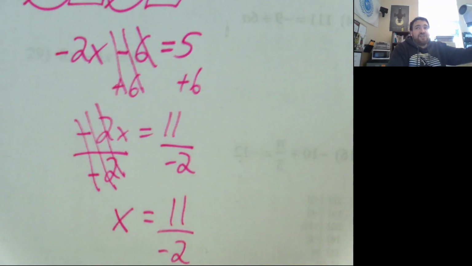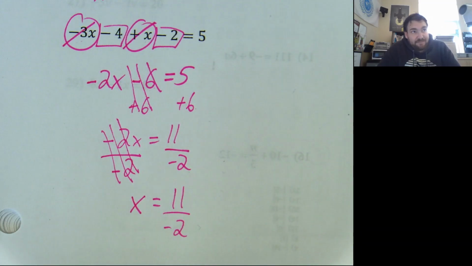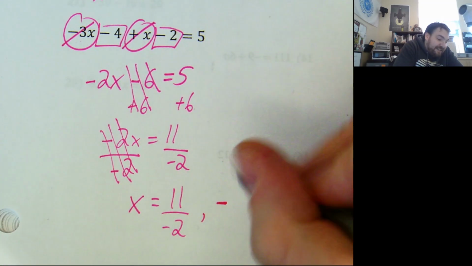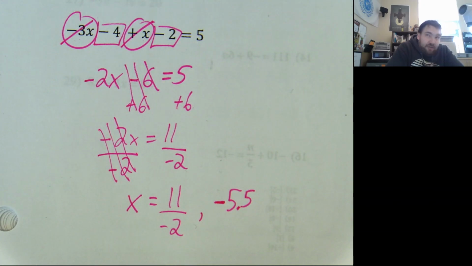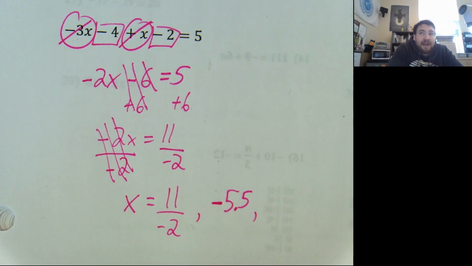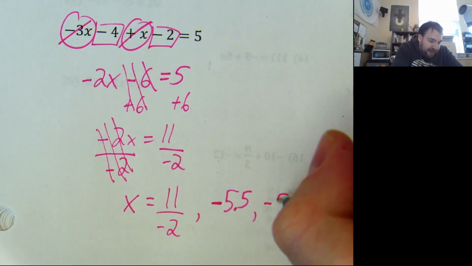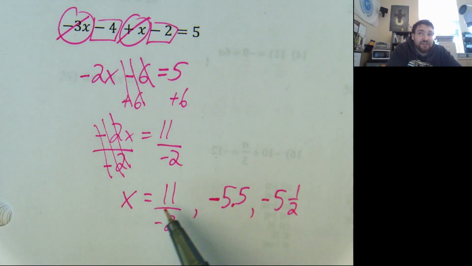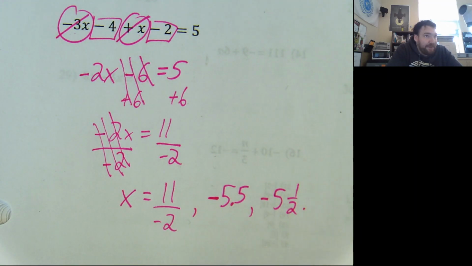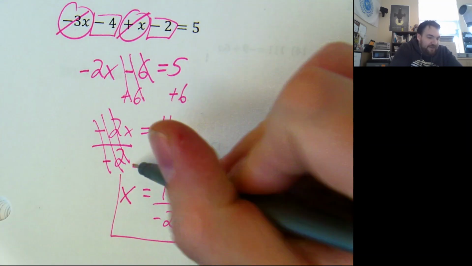Is this a reducible fraction? No. If it's not a reducible fraction, you can totally acceptably leave this as 11 over negative 2. Or you could leave it as negative 5.5, if you have a compulsion to leave things as decimals. Or you can leave this as a mixed number. Any of these three is acceptable. It would be in your best interest to get comfortable leaving things like this.